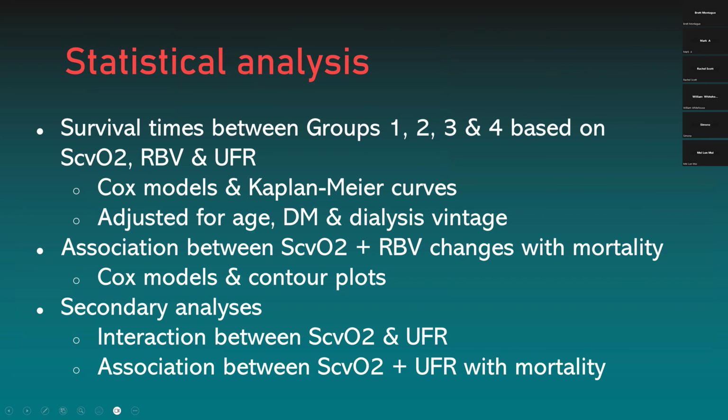In terms of stats, their main primary objective is survival times. So they use Cox proportional hazard models and Kaplan-Meier curves. They do some adjustments for age, diabetes, and dialysis vintage. They look at the association between central venous oxygen saturation and change in relative blood volume with mortality. And they present some of this data as contour plots, which I don't think I've encountered before, but I think they're actually really nice. So I've got a couple of those in some upcoming slides.